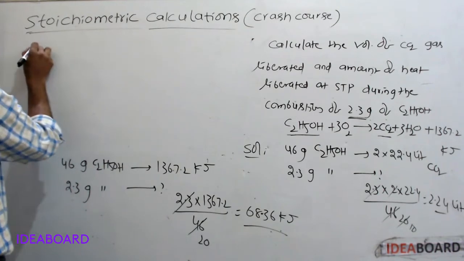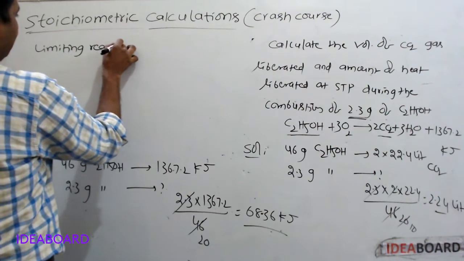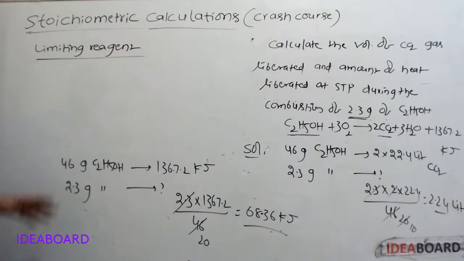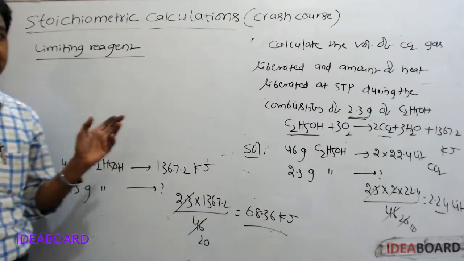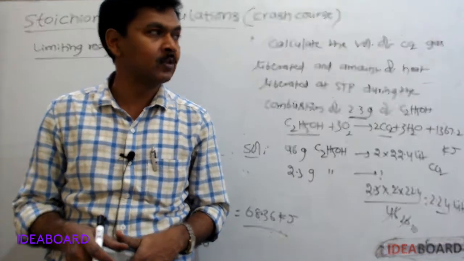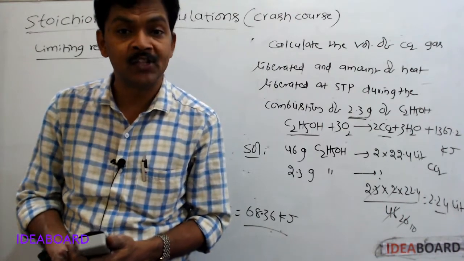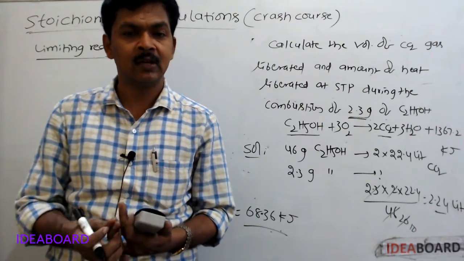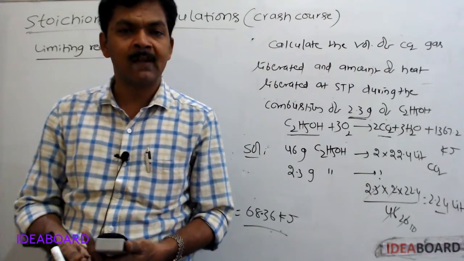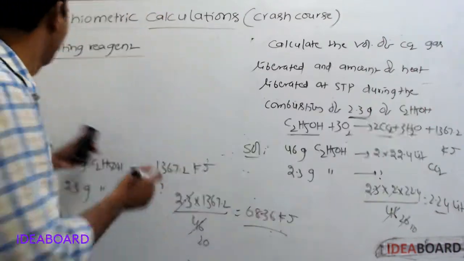So, limiting reagent. What is limiting reagent? The reactant which is completely consumed in a chemical reaction is called limiting reagent, or the reactant which can produce least number of moles of product is also called limiting reagent.